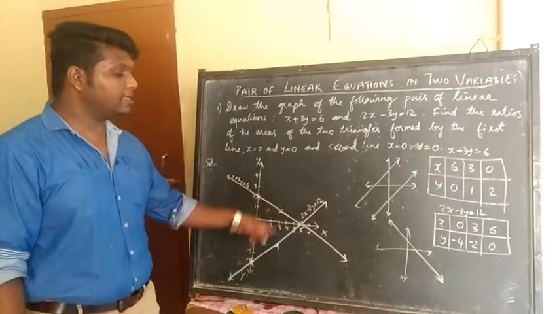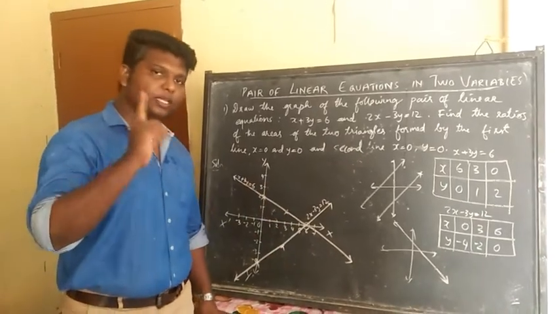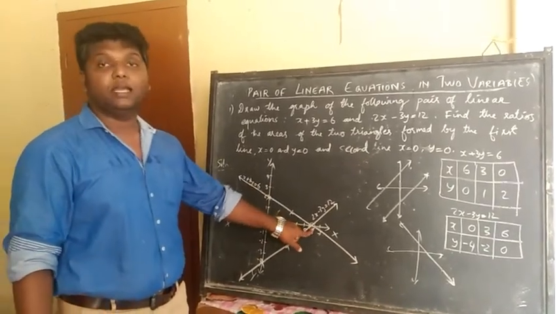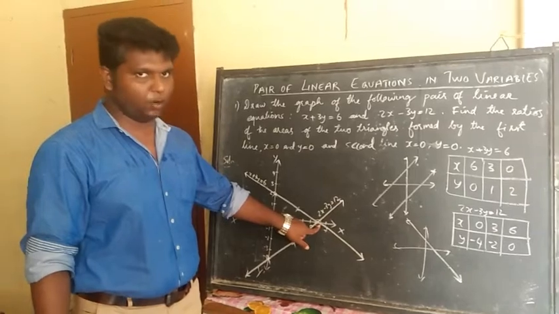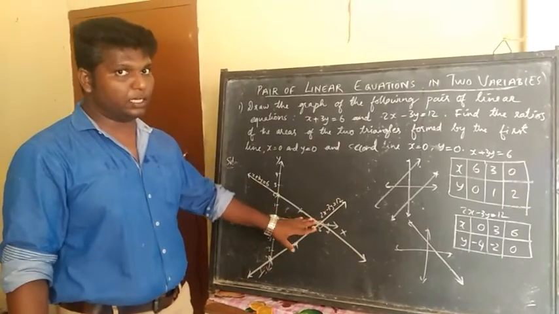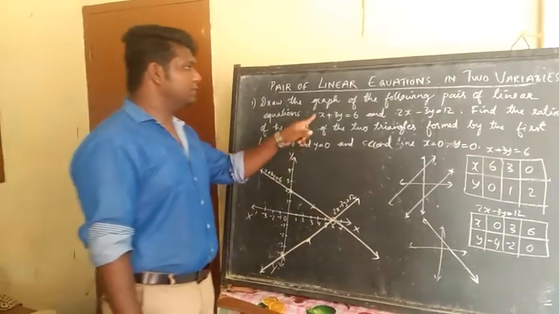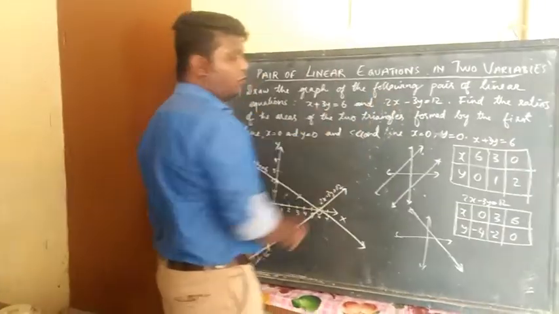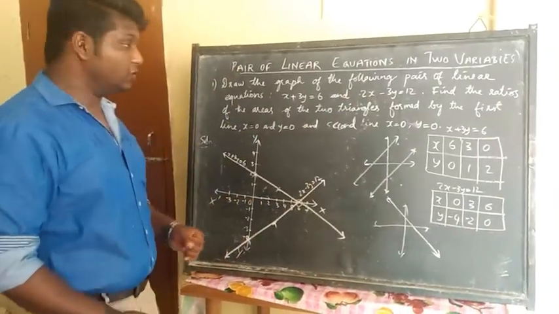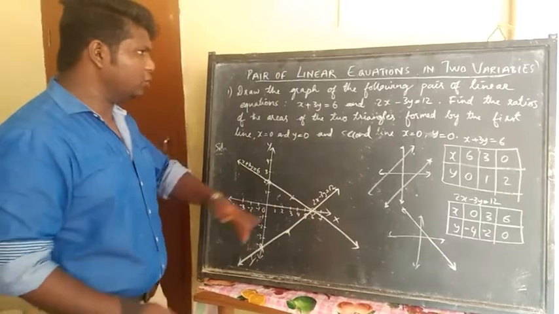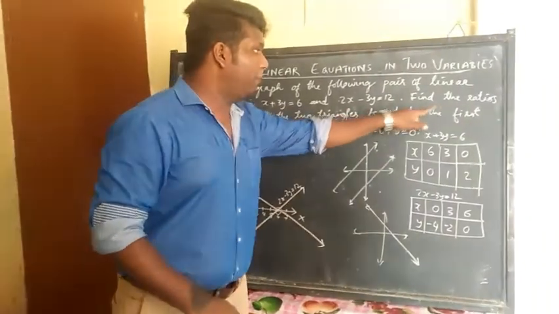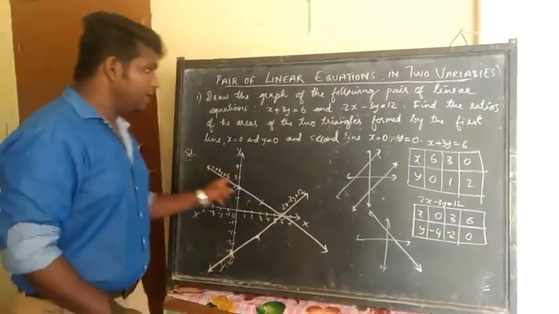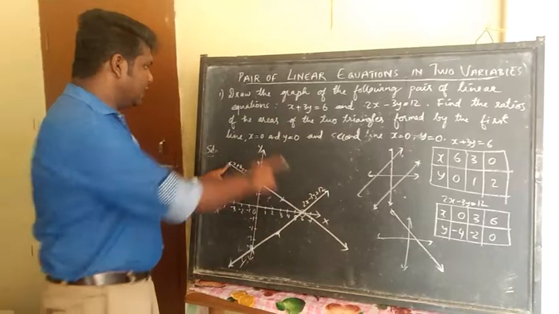So coming back to the topic, here as they are cutting together, there is only a unique solution, and the solution is the point of intersection, and we can say (6, 0) is the solution set of this one. Okay, now see the question. Find the ratio of the areas of two triangles formed. Here you can see there are two triangles formed. What are the two triangles? Triangles formed by the first line. What was your first line? This was your first line.